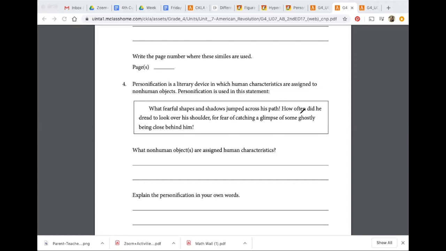Now, in this excerpt from our Sleepy Hollow story, it says, "What fearful shapes and shadows jumped across his path? How often did he dread to look over his shoulder for fear of catching a glimpse of some ghostly being close behind him?" All right, so what it's talking about here in the personification, it's saying that the shapes and shadows jumped across the path.